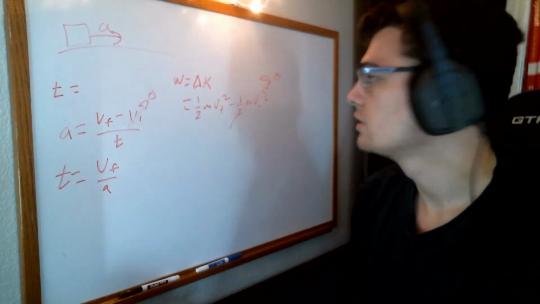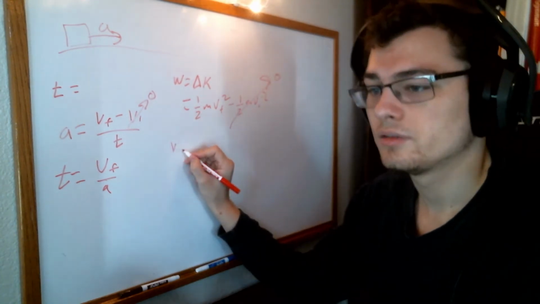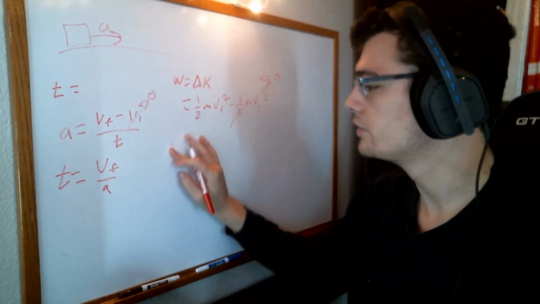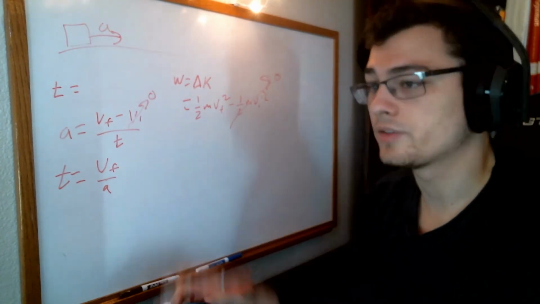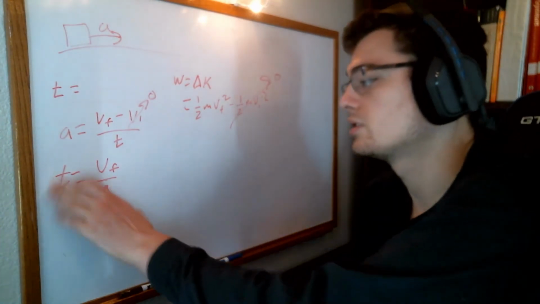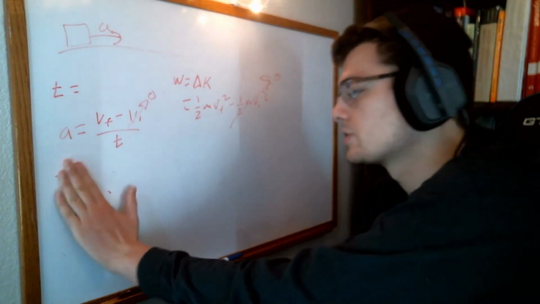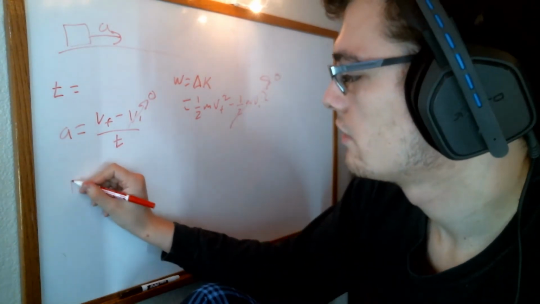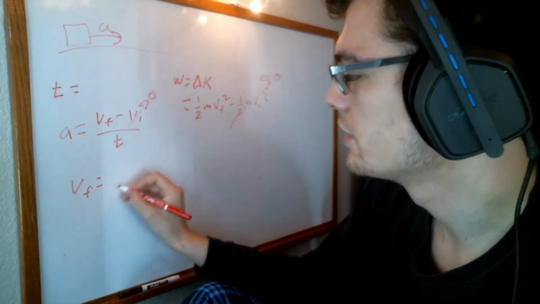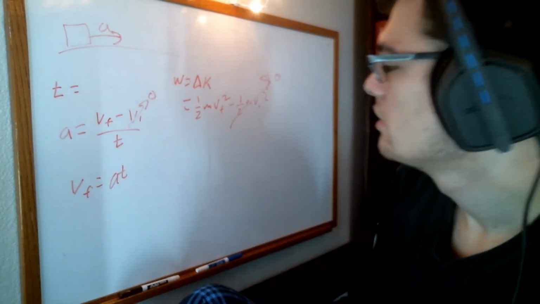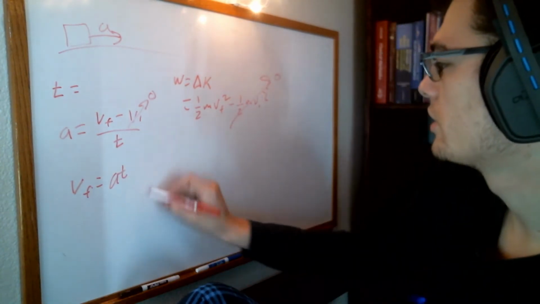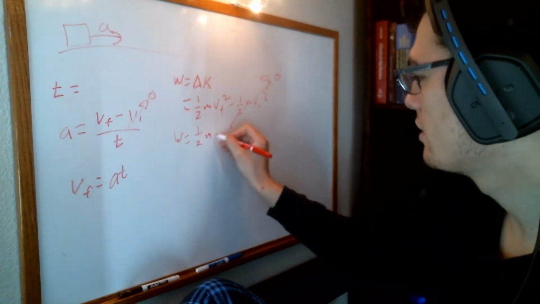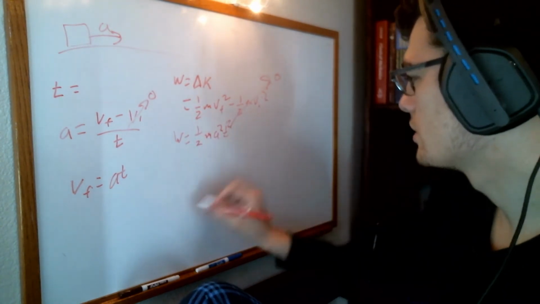All we have to do is, we're given t. I don't know why I did this here. I've been trying to solve this the wrong way. But Vf is going to equal a t. And so then we can plug that in here like this. And so that work is now 1/2 m a squared t squared.